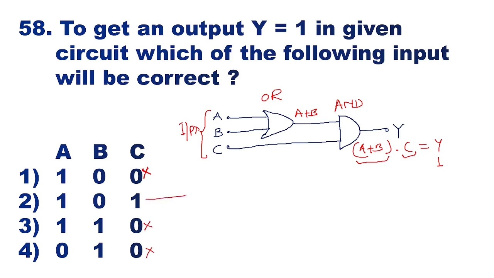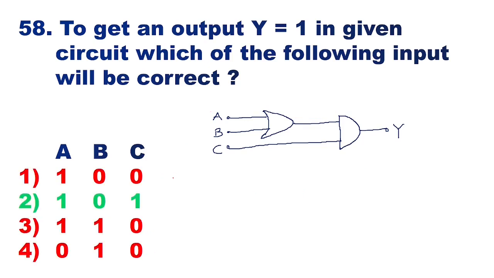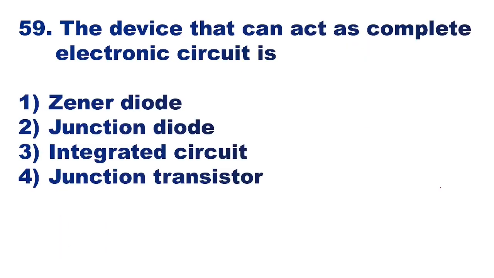Now only in the second option you can see A is 1 and B is equal to 0. So A or B is equal to 1 or 0 is equal to 1. And C is 1. So 1 into 1 is equal to 1. So Y is equal to 1. So only option B satisfies the condition so that the output Y is equal to 1 for this combination of the inputs. That is, when A is equal to 1, B is equal to 0 and C is equal to 1, we are going to get output Y is equal to 1. So option 2 is the right answer, where A is equal to 1, B is equal to 0 and C is equal to 1 is the combination when you can get Y is equal to 1.